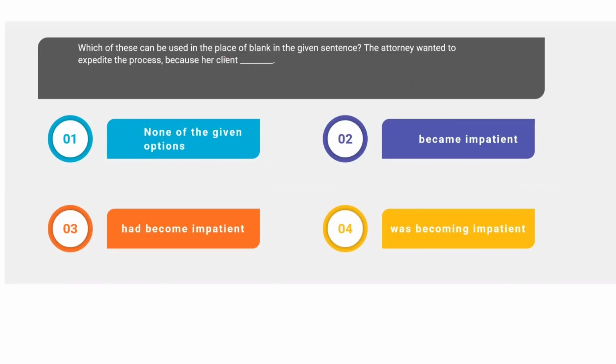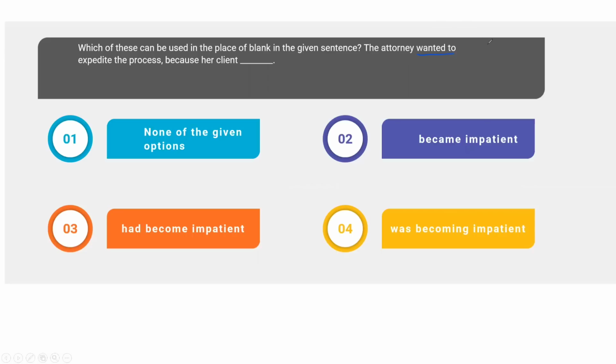Which of these can be used in the place of the blank in the given sentence? The attorney wanted to expedite the process because her client. Now you have to fill the blank, right? The options are became impatient, had become impatient, was becoming impatient. The sentence clearly states the attorney wanted to expedite the process.